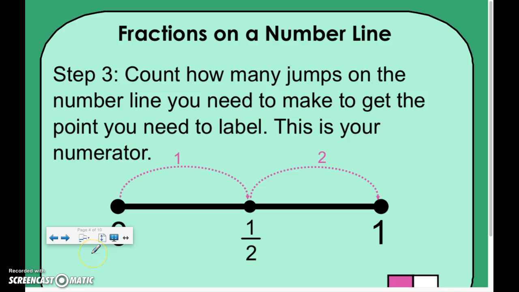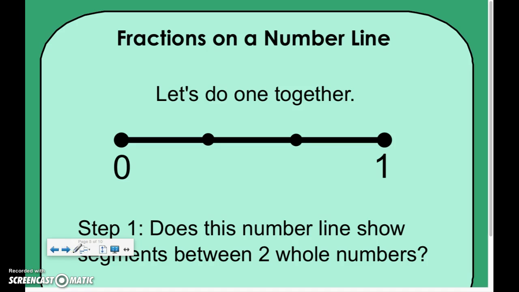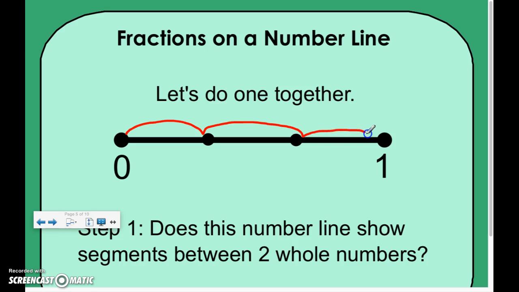Step 3, count how many jumps on the number line you need to make to get to the point you need to label. This is your numerator. So I showed you 2 jumps. 1 jump was right here, so that's going to be 1/2. And this is going to be 2/2, which is the same as 1 whole. Let's do 1 together. So this is 1, 2, 3 jumps. So I know that this is 1/3 because there were 3 jumps. This is 2/3, and this is going to be 3/3 or 1 whole.